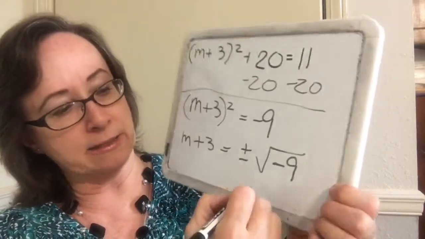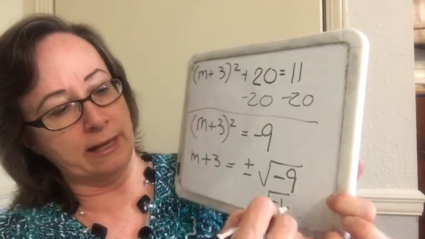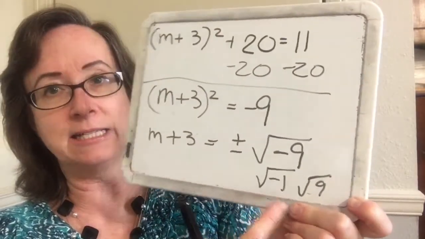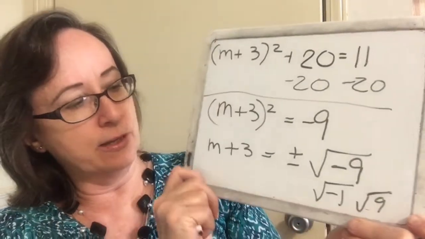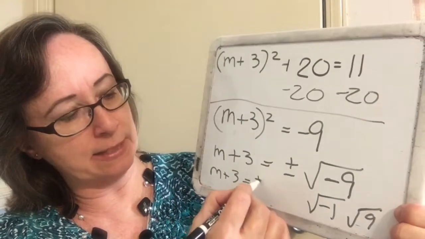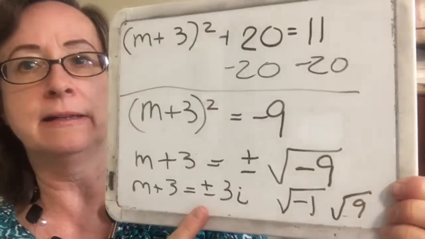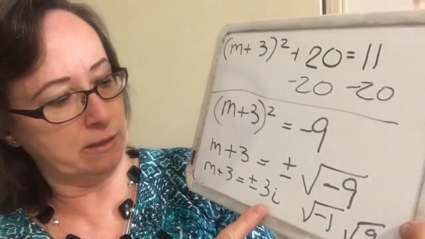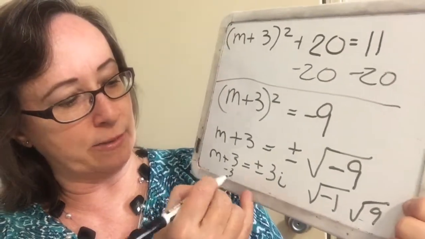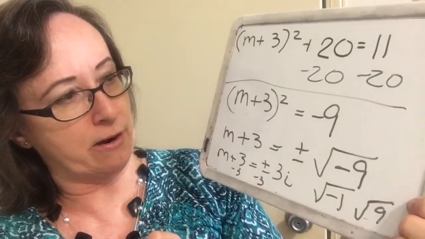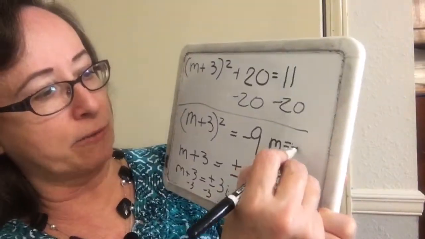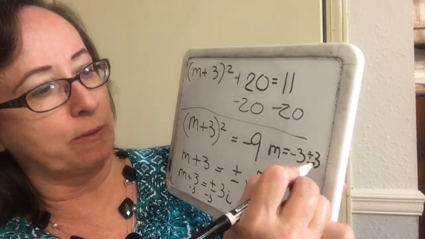Now the square root of -9 is going to split up into the square root of -1 and the square root of 9, which is going to be i times 3, or 3i. So we end up with m + 3 is plus or minus 3i. We have an imaginary solution. And now I need to get rid of that 3, so I'm going to subtract a 3 here and subtract a 3 over there. And my final answer is going to be m = -3 plus or minus 3i.